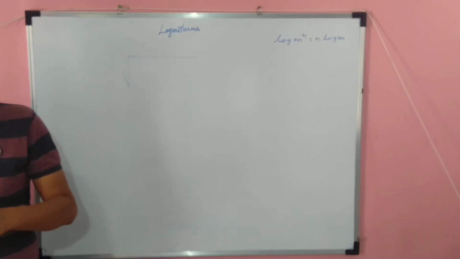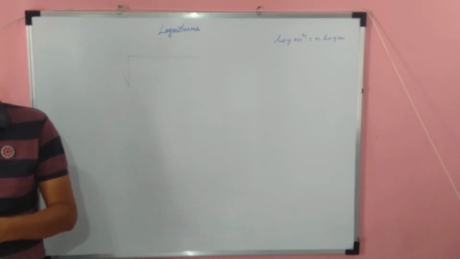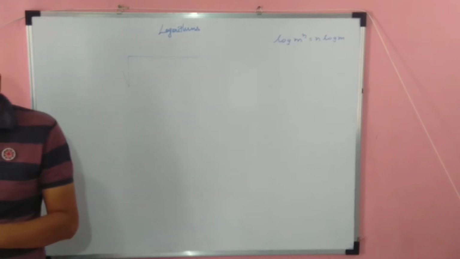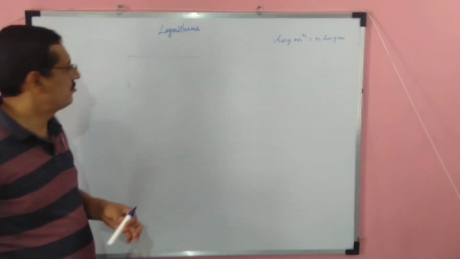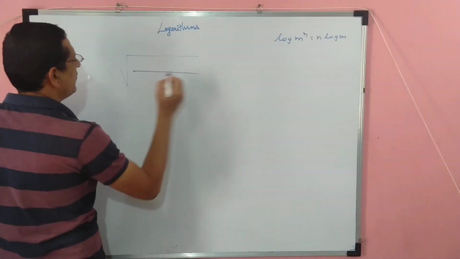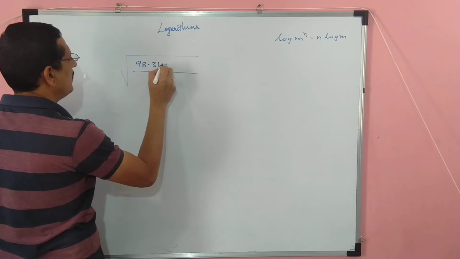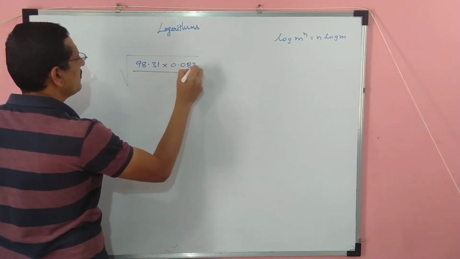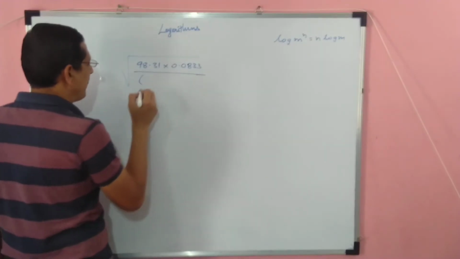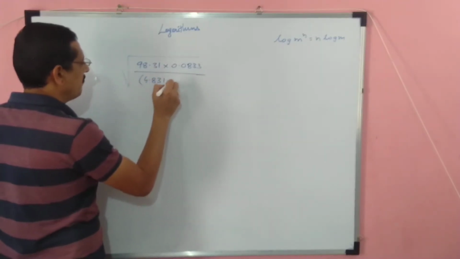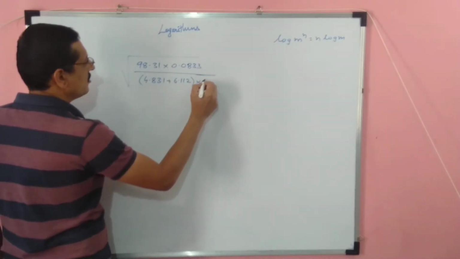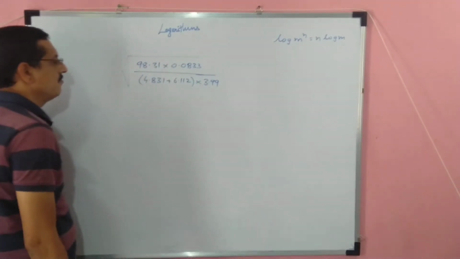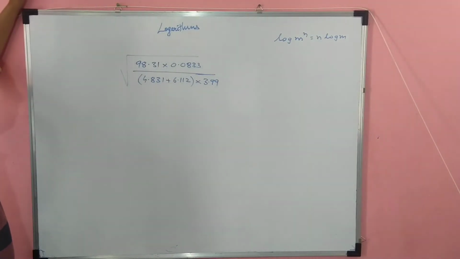Okay, now I am taking the full square root of, say for example, here it is written 98.31 into 0.0833, divided by bracket 4.831 plus 6.112, and into, say it is 3.99. This is the value that we have.